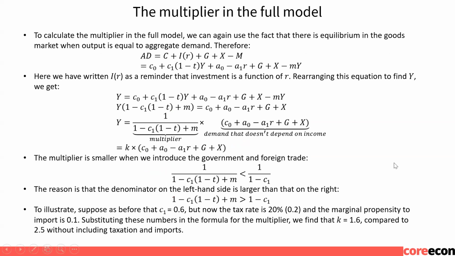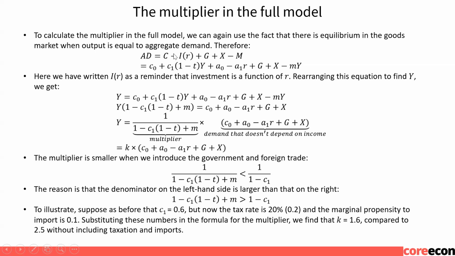Now, let's look at the full model that we have just described and what the multiplier is going to look like in that model. We said the aggregate demand is composed of consumption, investment, which is now a function of the interest rate. That's why we put a parenthesis here. This is not multiplying investment. This is saying investment is a function of the interest rate. Then government expenditure, a constant exogenous, and exports minus imports.